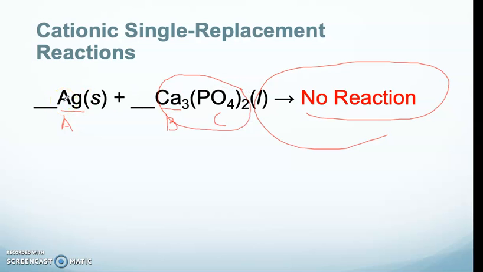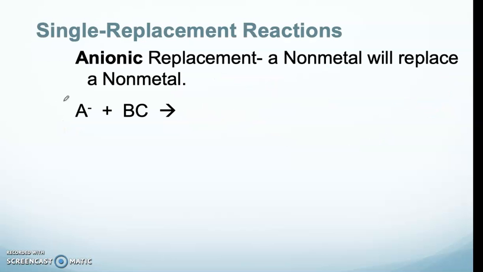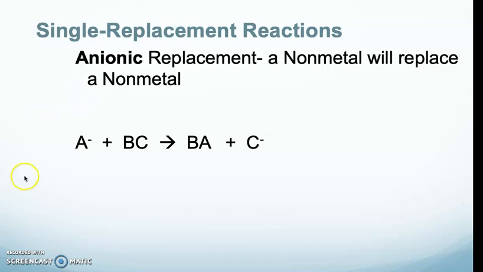Okay, now let's look at the last reaction. We're going to take a second here. Okay, it's an anionic reaction. Anionic reaction is where a nonmetal displaces a nonmetal. So your A, okay, replaces your nonmetal. Why? Well, it's a nonmetal. Nonmetal replaces a nonmetal. So your A takes your B, forming Ba. And remember, your metals always come first. Okay, this is the anionic one.